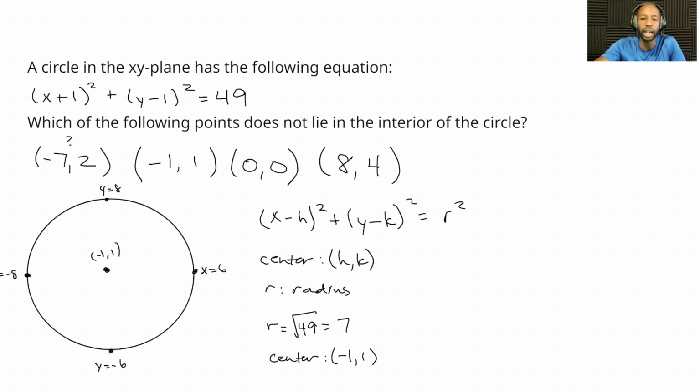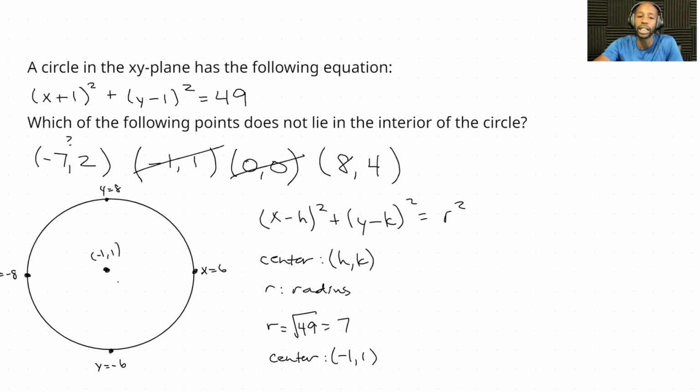Negative 1, 1, that's definitely going to be inside the circle because it's the center. So this is not going to be our answer. 0, 0. So if this is x equals negative 1, y is 1, then that means our point 0, 0 is going to be somewhere like right here. So this is definitely in the interior of the circle.